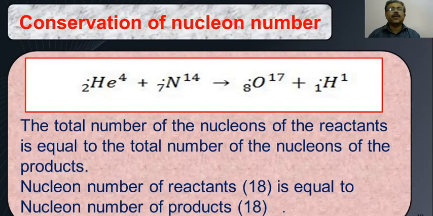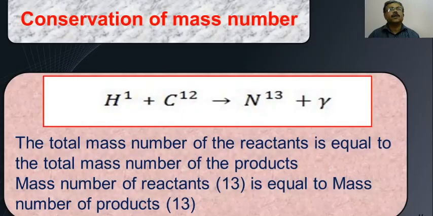Let us look into the conservation of nuclear number. If we just look into this example, we can see the reactants are alpha particle and nitrogen, where 18 is the total nuclear number, and on the other hand we have in the form of products oxygen and hydrogen, where again 17 and 1, 18, is the nuclear number of the product.